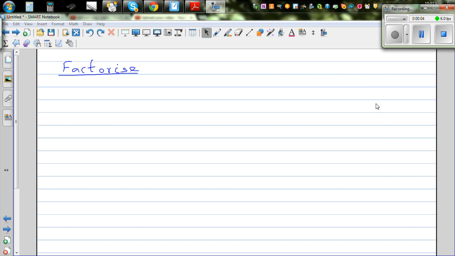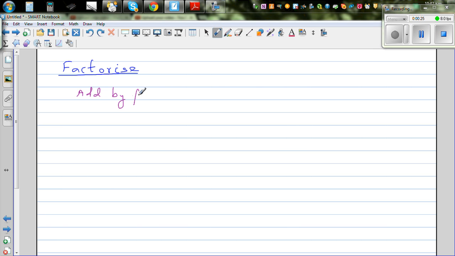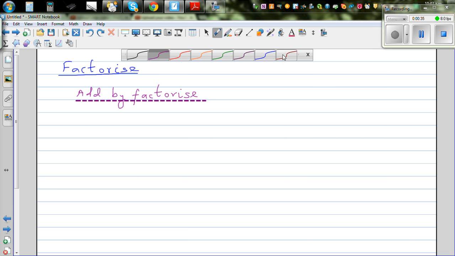In this video, I want to go over one basic skill of factorization in algebra. Before we move on to algebra, let's use this skill in numbers. Most of you should be good in numbers. Suppose you want to add by factorizing. I don't know whether you have learned this in your schools, but this is a very good skill to learn. Add and subtract by factorizing. So let's start with adding.